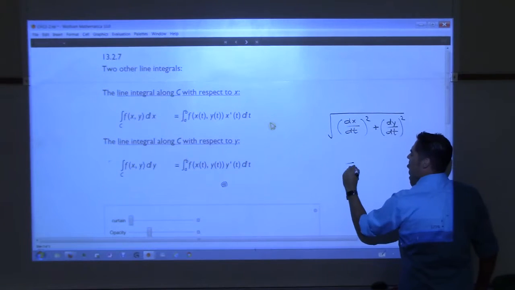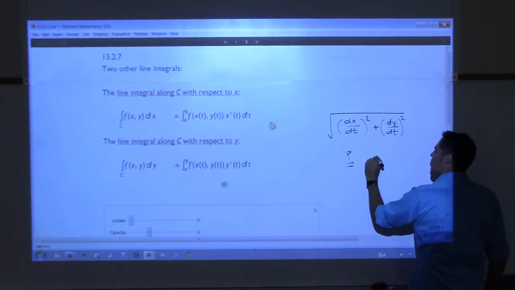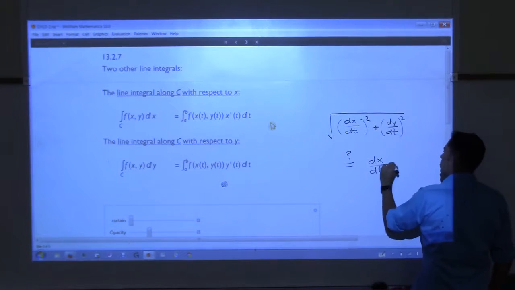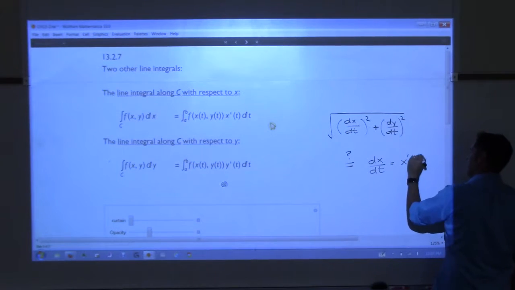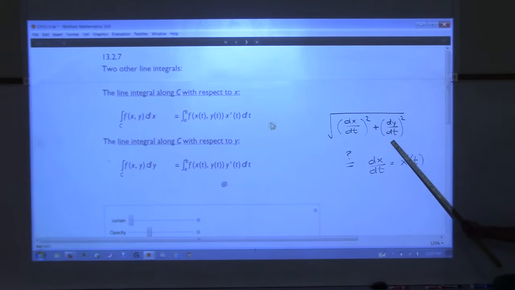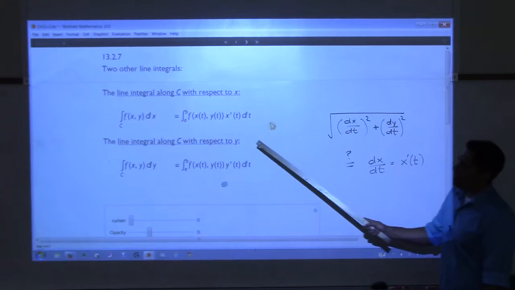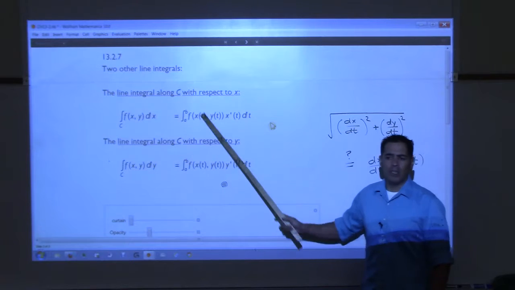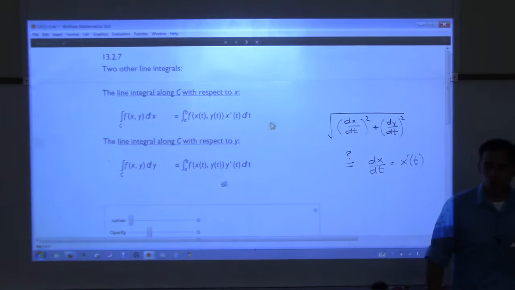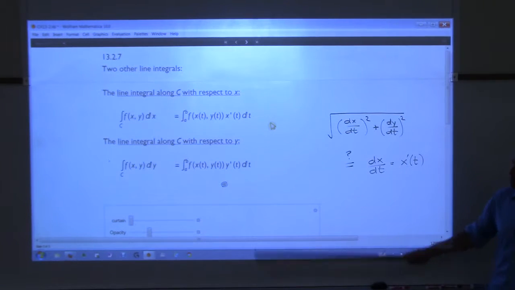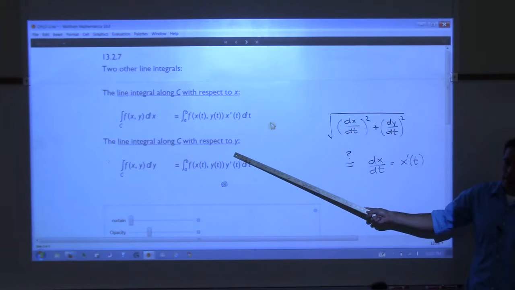My question right now is how would that turn into just dx dt, which is just x prime of t? Only if that was 0, right? If that was 0, this would happen. And the derivative being 0 means that the original function was what? Constant. So this formula right here is what happens when you look at that line integral and you hold y constant. This one is what happens when you hold x constant.